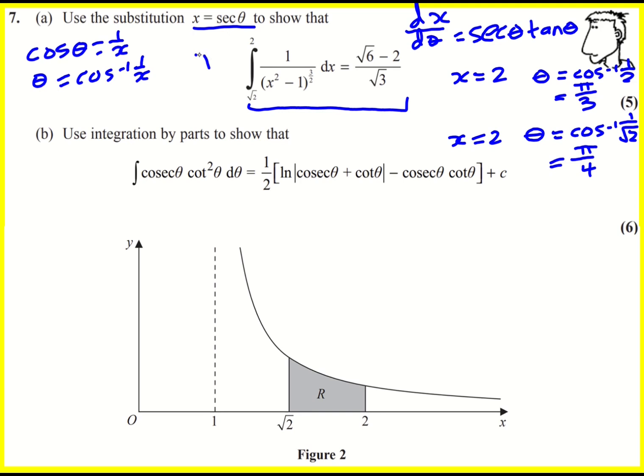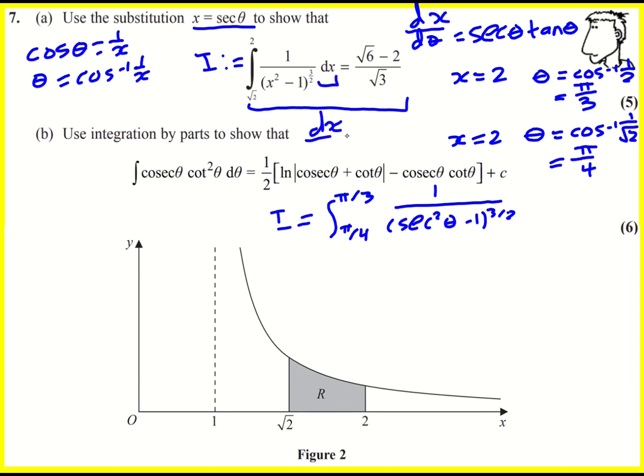So our integral, which I'm going to define as this, is going to equal the integral from pi over 4 to pi over 3 with our new limits, 1 over sec squared theta minus 1 to the 3 over 2. And then I can replace dx by d theta. That's using the chain rule. Sometimes people like to just rearrange it to make dx the subject. You can alternatively do that.